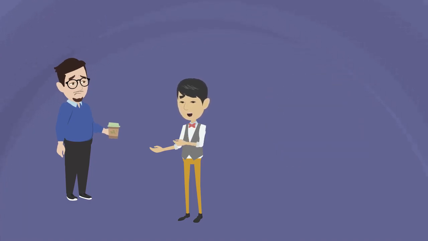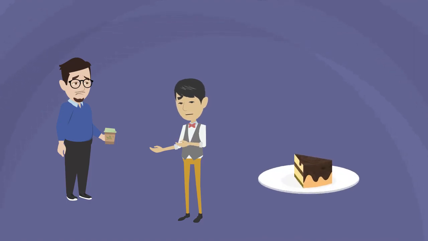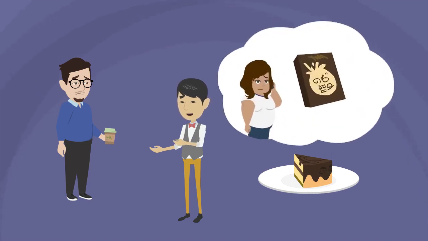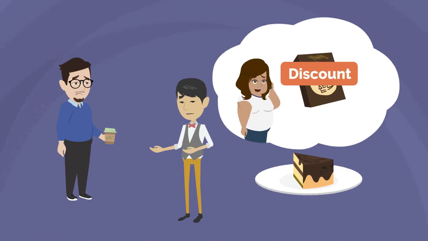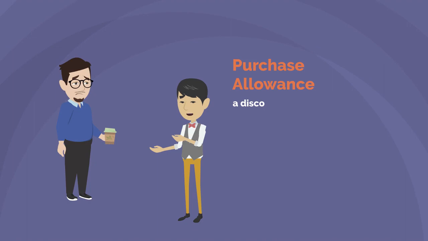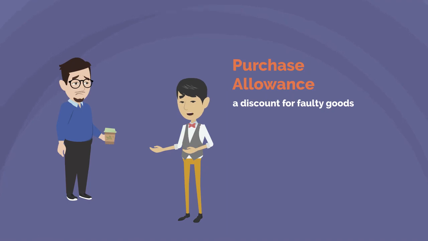If Tom can find a use for the defective beans, for example to make tiramisu, the alternative is for Tom to ask the supplier to grant a purchase discount as compensation. That way, the beans will not have to be returned. A purchase allowance is a discount for faulty goods, and it requires journaling the portion of the cost that is discounted to the purchase allowance.